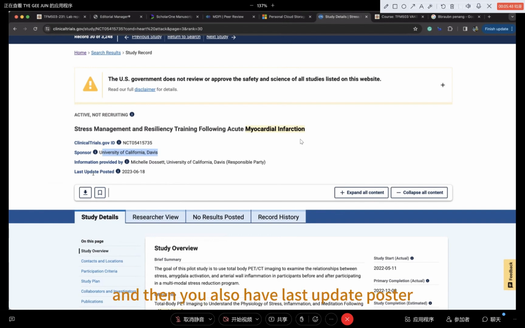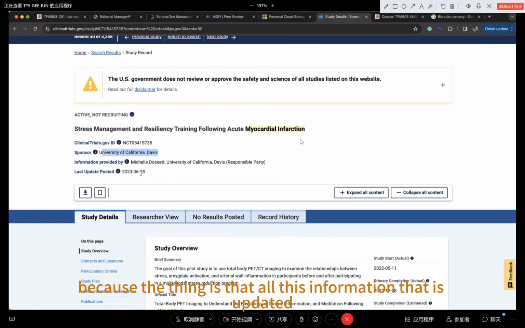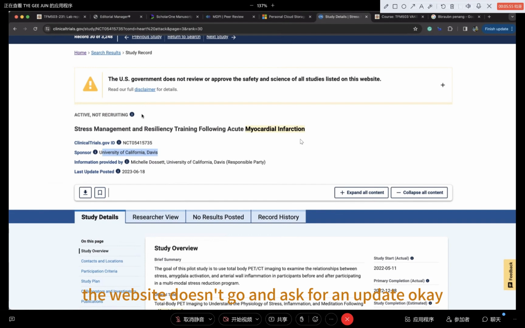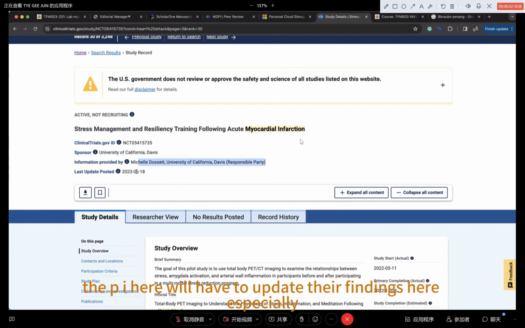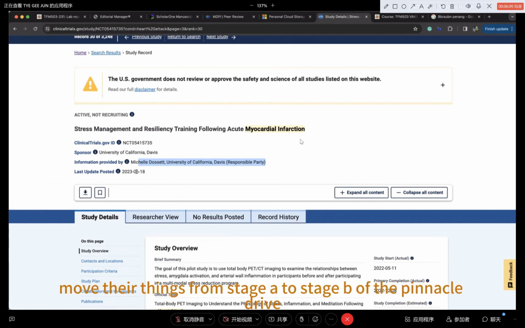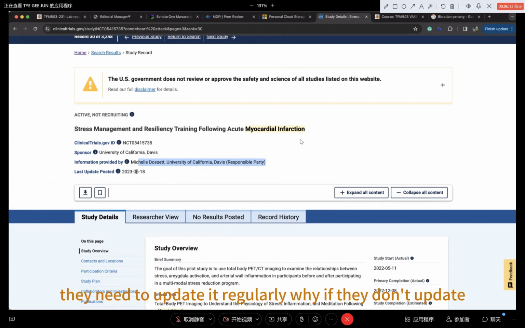And then you also have last update posted, because the thing is that all this information that is updated, the website doesn't go and ask for an update. Okay, so the person who is responsible, the PI here, will have to update their findings here, especially if they want to move their things from stage A to stage B of the clinical trial. They need to update it regularly. Why? If they don't update this regularly in the future, if they want to apply for FDA, all of that will be a problem. Okay?